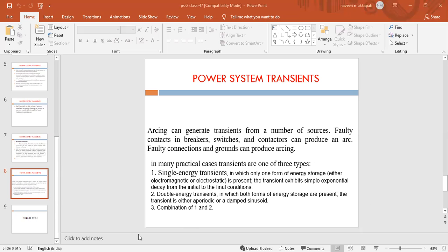Next, the second one is the double energy transients. These transients are developed when two energy storages are present. Further, they are classified into initialization transients, subsidence transients, transition transients, complex transients, and relaxation transients. These are the basic classifications in the case of power system transients.